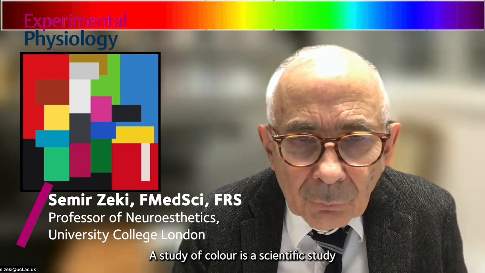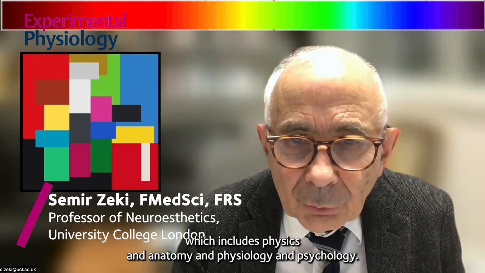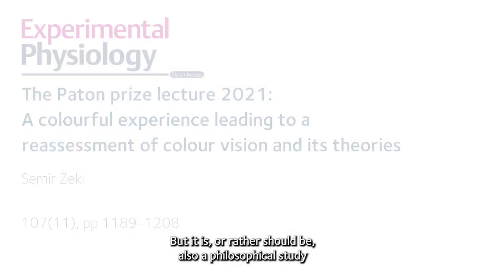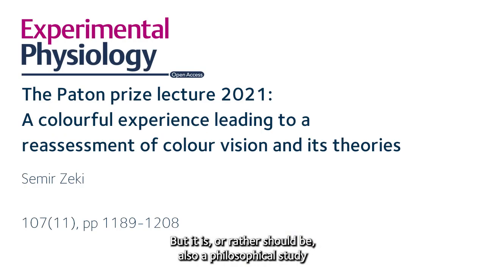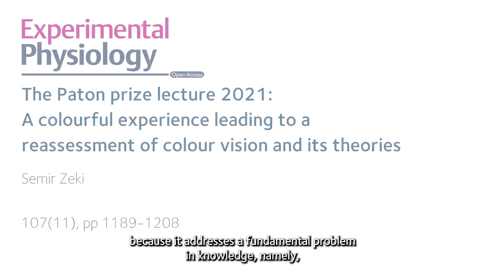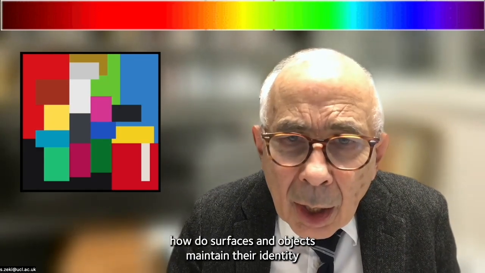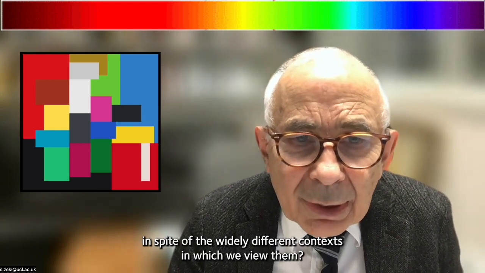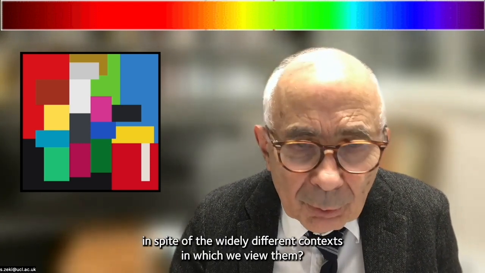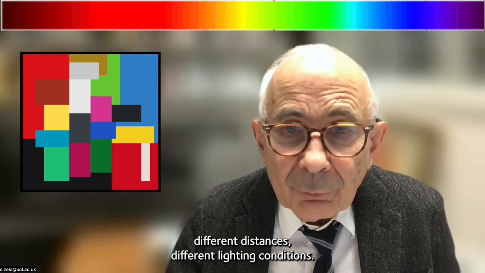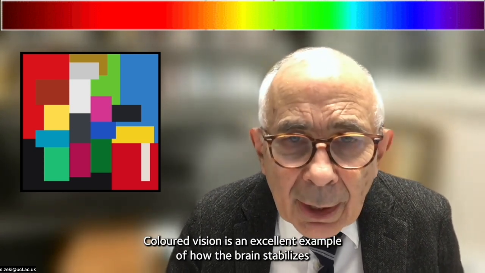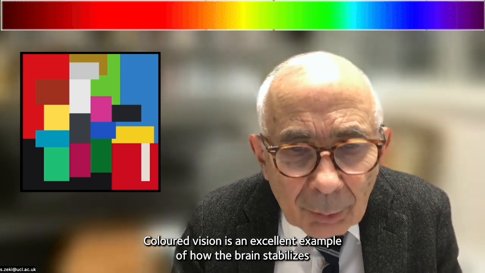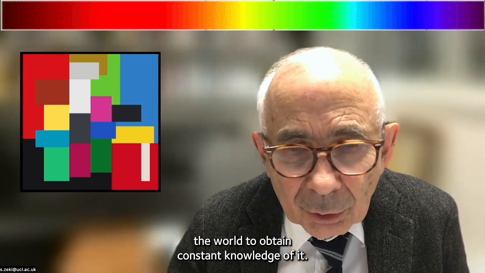The study of color is a scientific study which includes physics and anatomy and physiology and psychology. But it is, or rather should be, also a philosophical study because it addresses a fundamental problem in knowledge, namely, how do surfaces and objects maintain their identity in spite of the widely differing contexts in which we view them? For example, different viewing angles, different distances, different lighting conditions. And color vision is an excellent example of how the brain stabilizes the world to obtain constant knowledge of it.